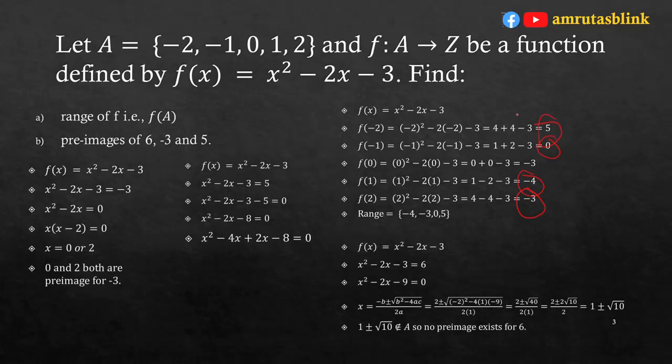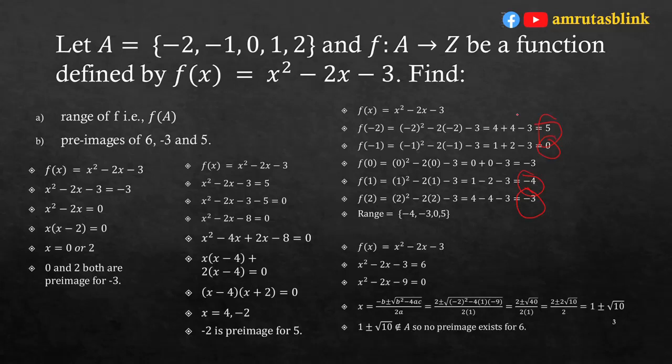Again we can factorize minus 8 so as to give summation as minus 2. So x square minus 4x plus 2x minus 8 is equal to 0. That is x into bracket x minus 4 plus 2 into bracket x minus 4 is equal to 0. Hence (x minus 4) into (x plus 2) is equal to 0. That is x is equal to 4 as well as x is equal to minus 2. Now minus 2 is present in set A, but 4 is not in set A. Hence for 5 the pre-image is minus 2.